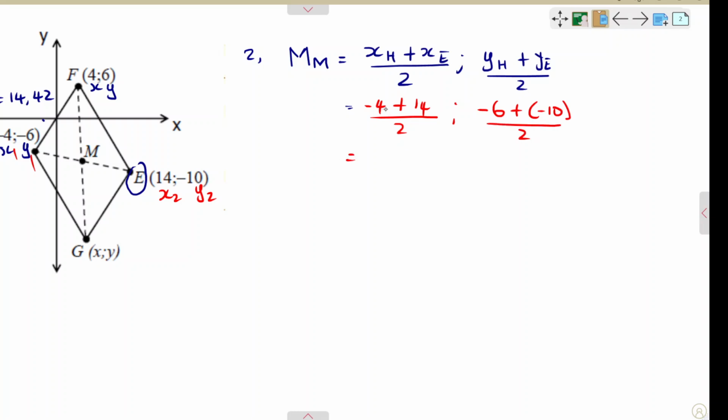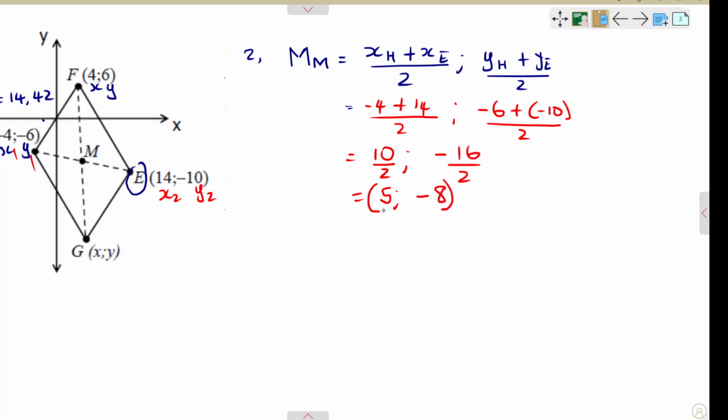Then I'm going to have -4 plus 14. That's going to give me 10 over 2, comma. Then I'm going to go to the other side. I'm going to say -6 plus -10. That's going to give me -16 over 2. Now I have to divide 10 divided by 2. That is +5. Okay, let me erase that. Yeah, 10 divided by 2, that is +5. Then -16 divided by 2, that's going to give me -8.